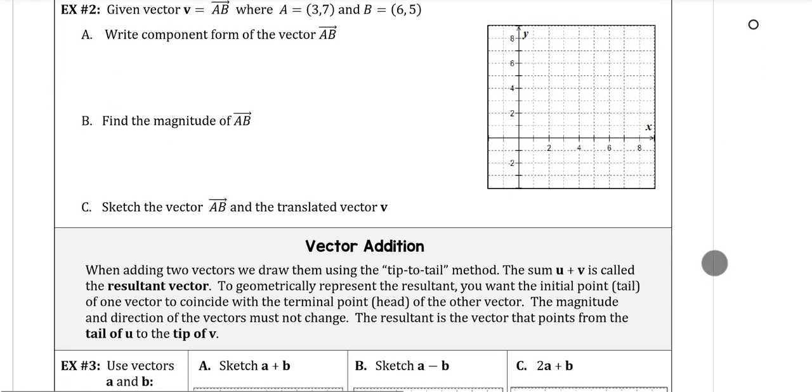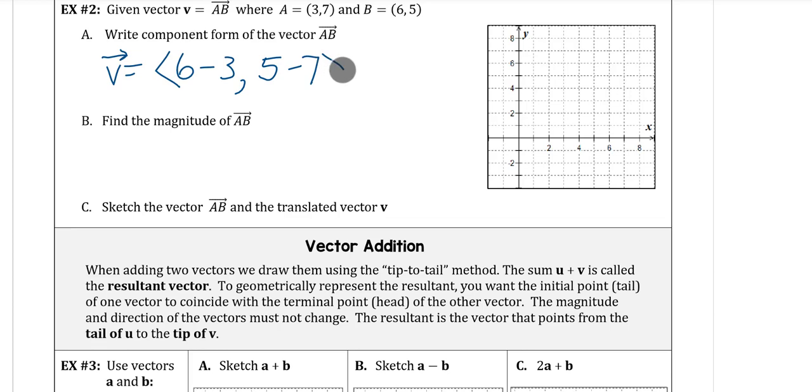Okay, example 2. Given vector v is AB, where A is (3, 7) and B is (6, 5), we are to write the component form of the vector AB first. So vector v is going to be, we take head minus tail. Head minus tail. And we get (3, -2).